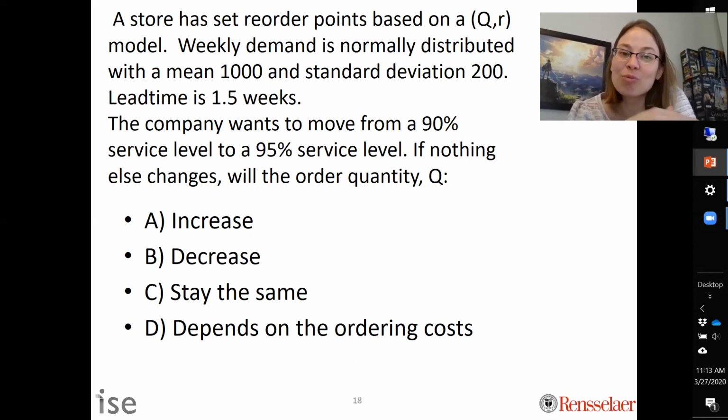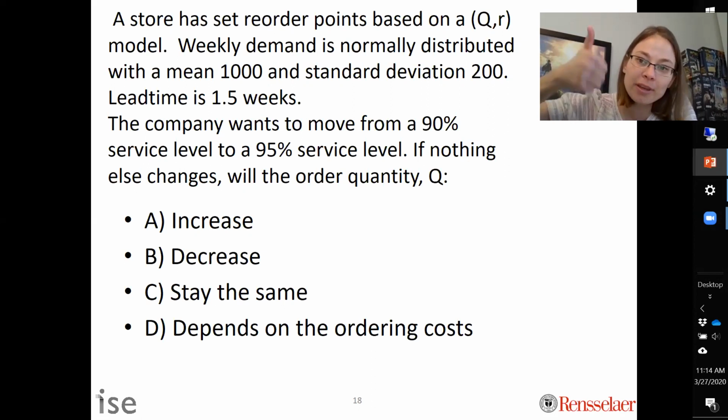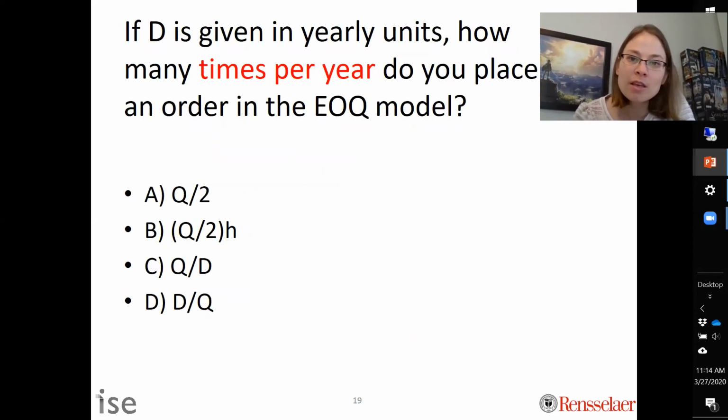If I asked what would happen to R, it would change. And R is what's balancing the fact that we need to have so much product available. So if I change the cycle service level from 90 to 95%, R would go up. But Q, nothing happens to Q. Okay. All right, one more question.